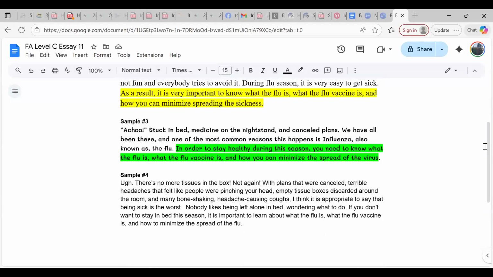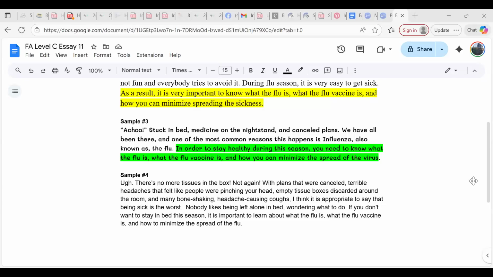And sample 3, achoo, stuck in bed, medicine on the nightstand, and canceled plans. We have all been there, and one of the most common reasons this happens is influenza, also known as the flu. In order to stay healthy during the season, you need to know what the flu is, what the flu vaccine is, and how you can minimize the spread of the virus.